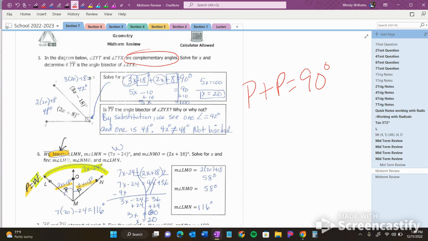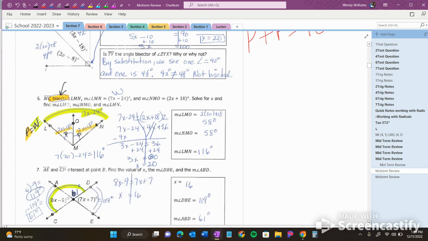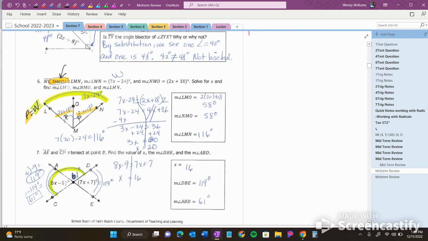On the next one, number 6, we have the keyword bisects, and that means it's cut into two equal parts. And if it's cut into two equal parts, then we can double those parts because they're equal. Also, don't forget that the whole is on the outside, and a piece plus a piece equals that whole.